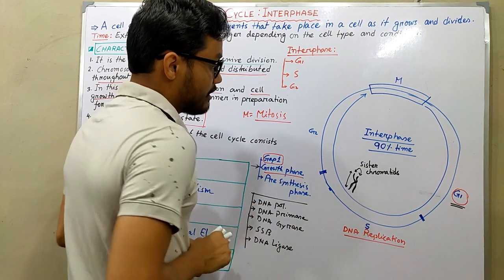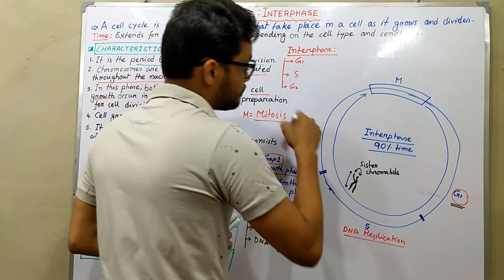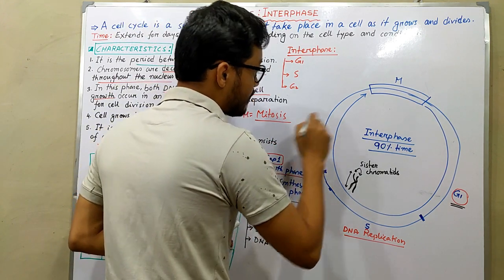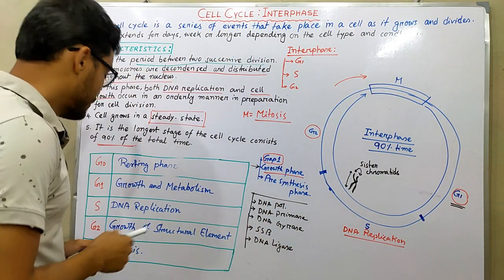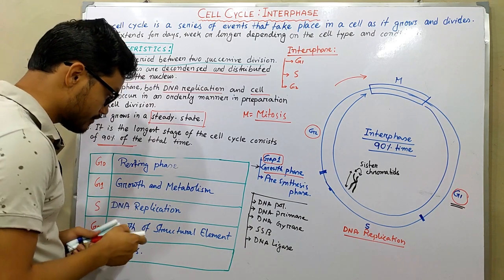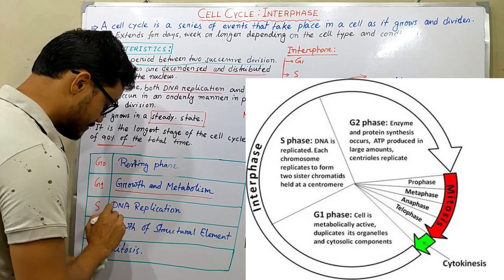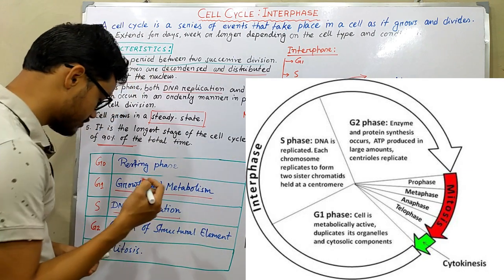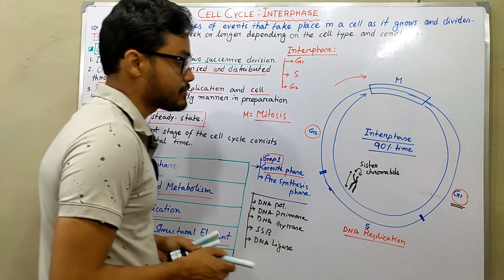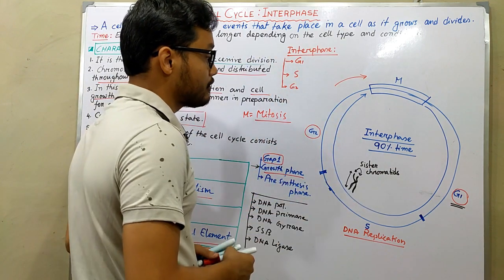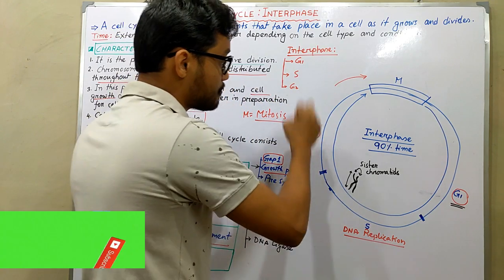Next one is the G2 phase. G2 phase is very much necessary, because without the G2 phase a cell cannot go into the M phase, that is the mitosis phase. So G1 stands for growth and metabolism. Here growth and metabolism take place. S phase stands for DNA replication. G2 stands for growth of structural elements. Here some structural elements are made, and these structural elements help the cell to pass from G2 to M.